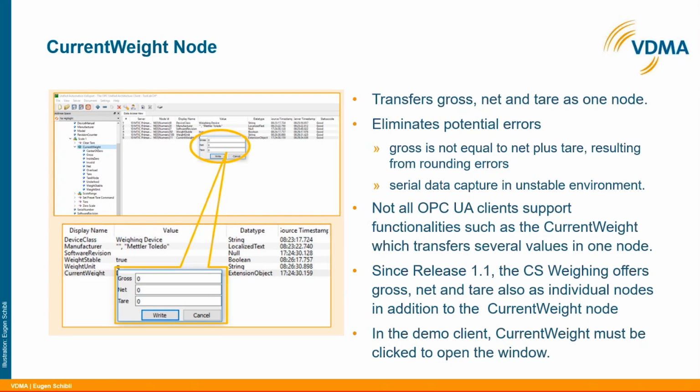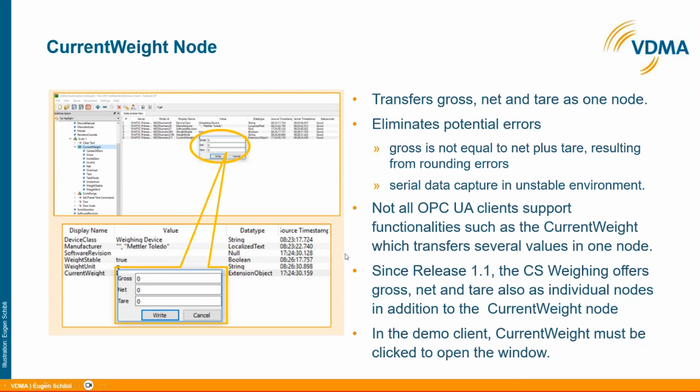But we noticed over time that not all clients support functionalities such as current weight, which transfers several values in one node. As a result, we also introduced the individual values, a gross node, a net node, and a tare node, as individual nodes in addition to the current weight node. But if you really need all three values at once, it can happen that you will find a rounding error.